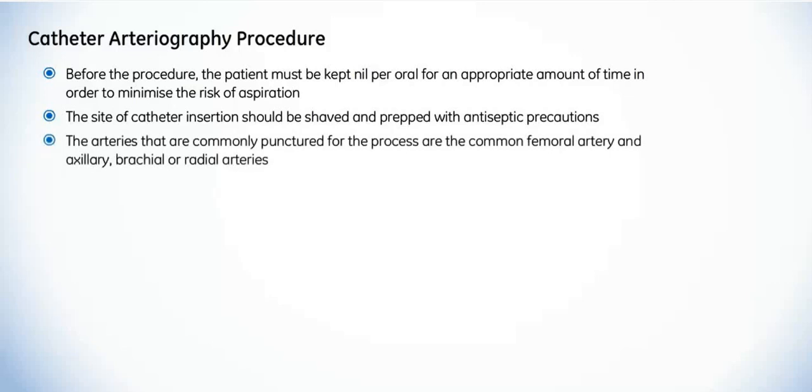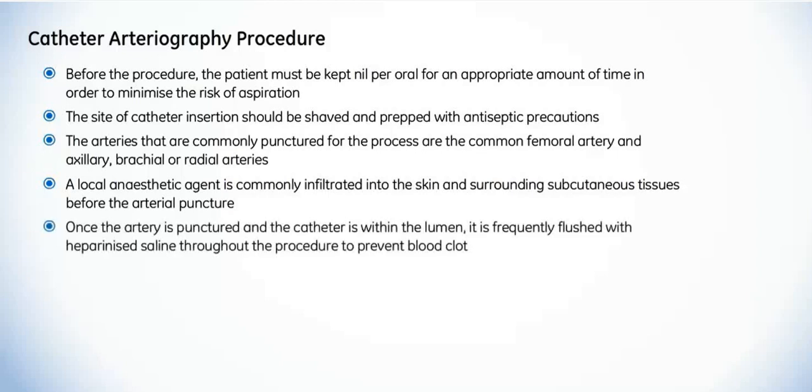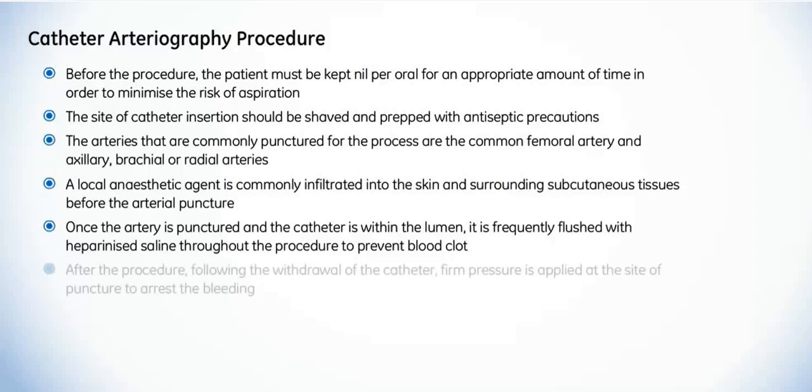The arteries that are commonly punctured for the process are the common femoral artery and axillary, brachial or radial arteries. A local anesthetic agent is commonly infiltrated into the skin and surrounding subcutaneous tissues before the arterial puncture. Once the artery is punctured and the catheter is within the lumen, it is frequently flushed with heparinized saline throughout the procedure to prevent the formation of blood clot. After the procedure, following the withdrawal of the catheter, firm pressure is applied at the site of puncture to arrest the bleeding.